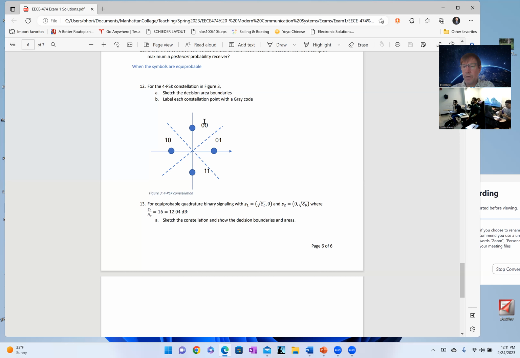Okay. So gray code from one perspective is just a rule, right? That as you move from one to the nearest neighbor, whichever direction you go, you should only change one bit. And that's a rule. But I want you to also understand why we have that rule. Why do we use a gray code?